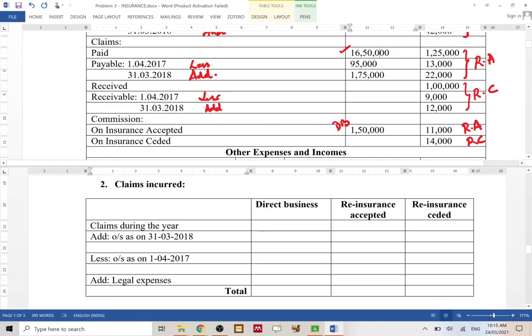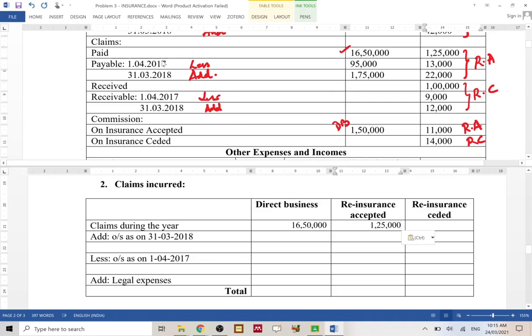Okay. So, claims during this year, these are the current year's claims paid, right? That means they are done, they have been paid. So, 16,50,000 on the direct business, right? 1,25,000, sorry, on the insurance accepted. Okay, then go by this order.